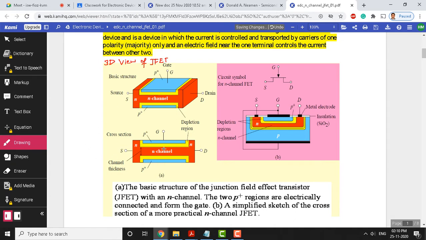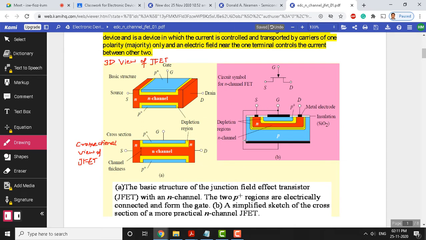This is going to be a cross sectional view of JFET. Okay, so this is a cross sectional view of JFET. Okay, and the same cross sectional view has been rewritten with some modifications to this.